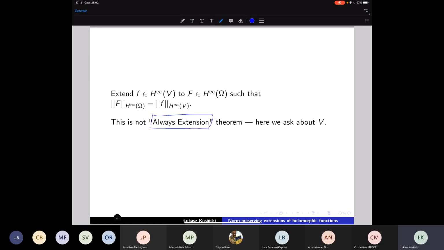Here we are on the opposite side. We are not going to say that any function can be extended. Here we ask about V. There are many theorems like this, like the Nevanlinna theorem or others. Okay, so this is on the opposite side.